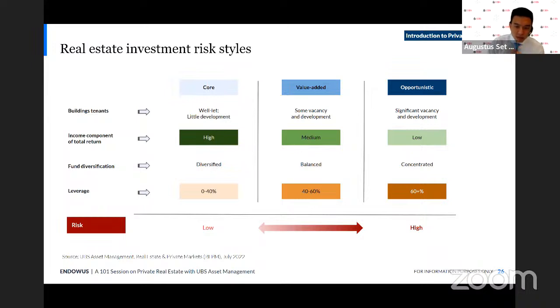So I guess the way we look at it, we've broken it down here into three different types of risk profile when we look at real estate. On the left-hand side, you see there's core, in the middle, there's value-added, and on the right, there's opportunistic. So core being the lowest risk and opportunistic being the highest. It's just some terminology that we use when we look at real estate investing.